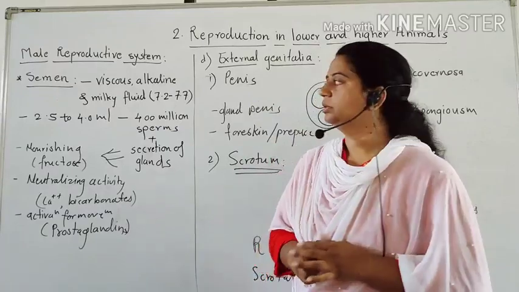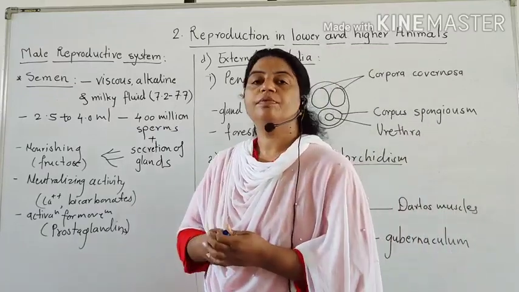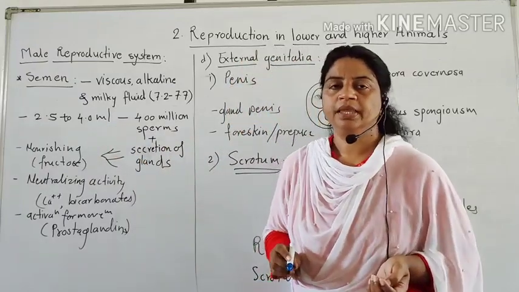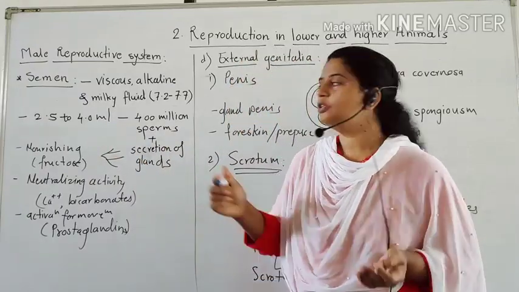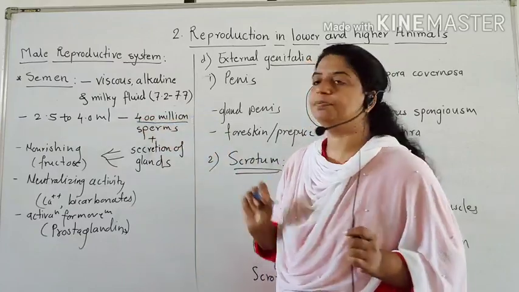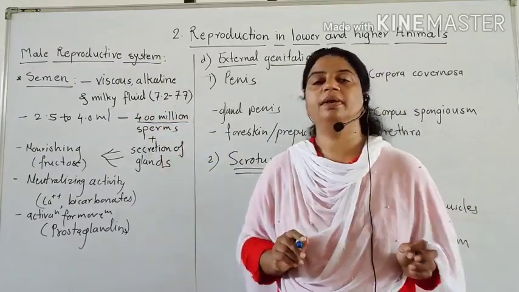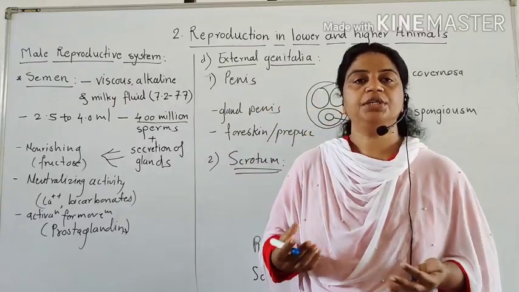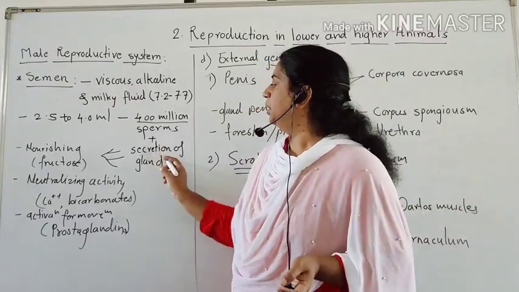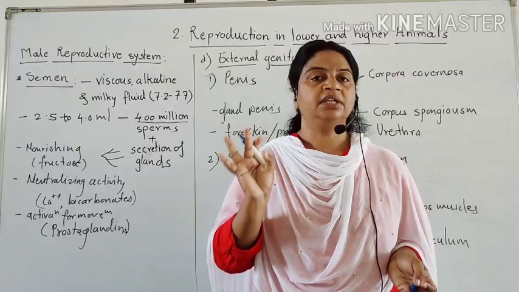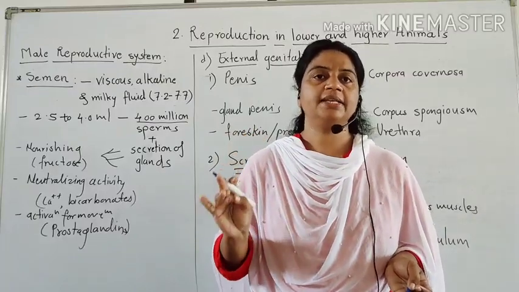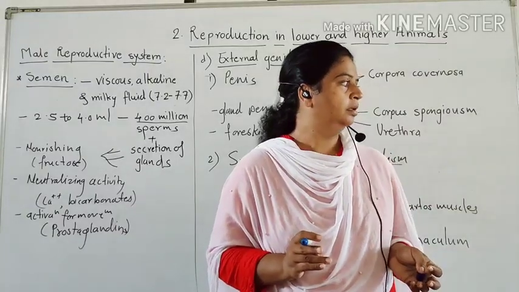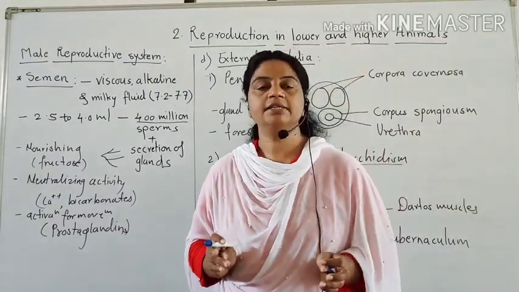One ejaculation consists of about 2.5 to 4 ml of semen, and it contains about 4 million sperm, along with secretions of glands and the epididymis. Epididymis secretion nourishes the sperm. There are three types of glands: the prostate gland, the seminal gland, and the third type is the Cowper's gland.